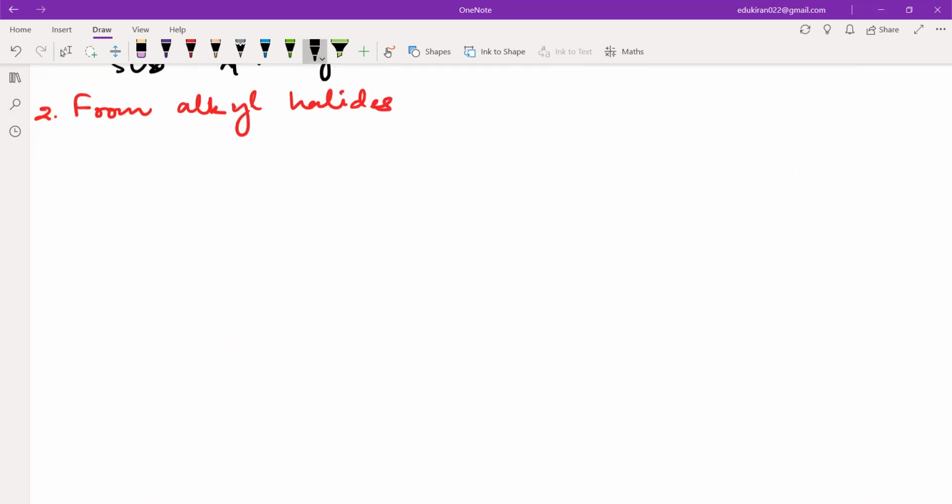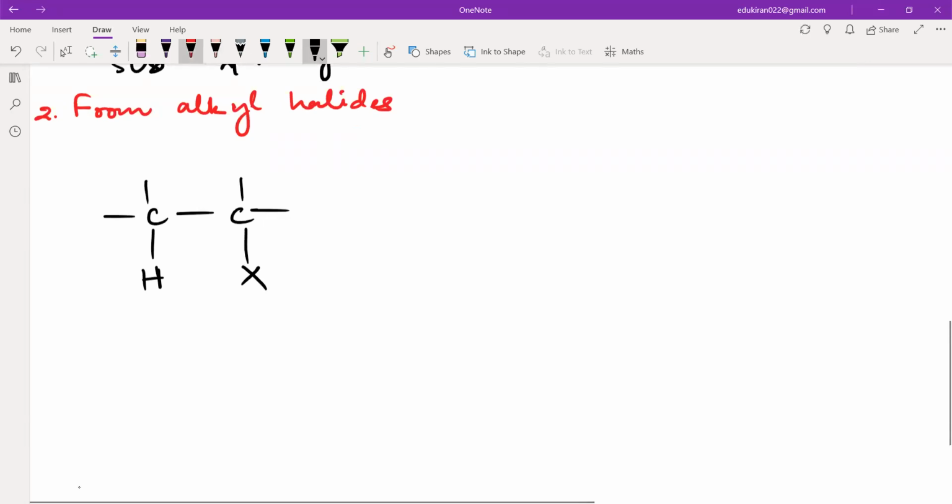From alkyl halides. So in alkyl halide, you will have two carbons. You have hydrogen, and in the next case, you have the halogen group, that is X. So in alkyl halide, you have a C-X bond. So you can form alkenes from alkyl halides which have beta hydrogen. Why beta hydrogen? This is the alpha carbon, which has the halogen atom. The next carbon will be the beta carbon. That beta carbon should have one hydrogen.